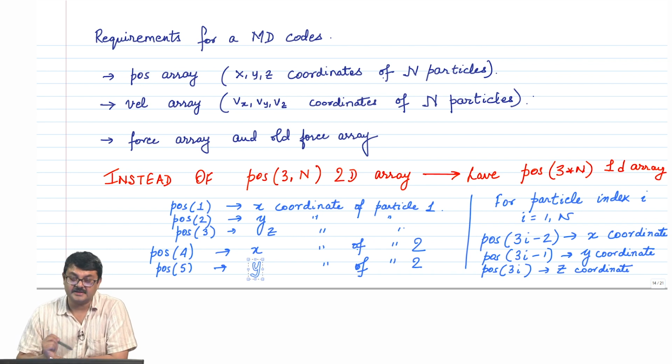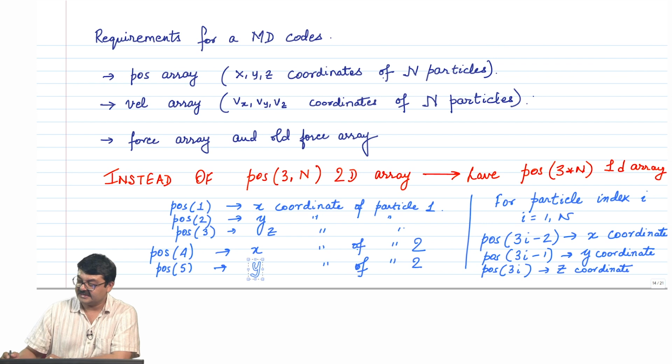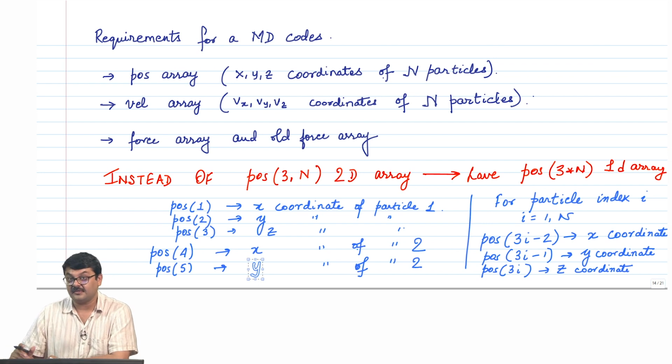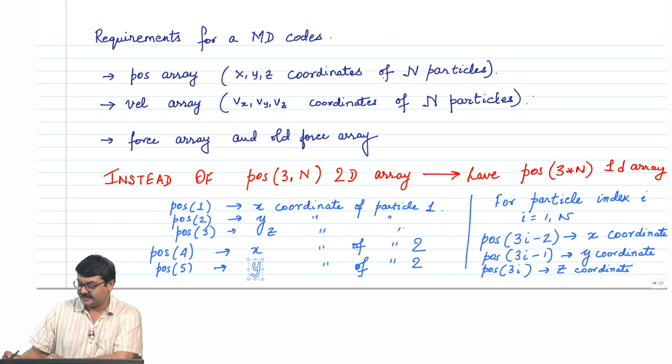There are certain advantages: basically the speed of the code increases while it is running, especially if you have a large number of particles, 50,000 or 1 lakh, and you have to run it for 1 crore iterations, say 10 to the power 7 iterations. It does make a difference.